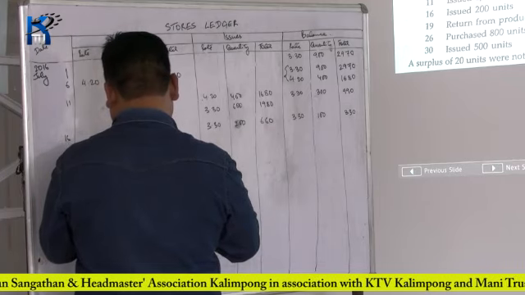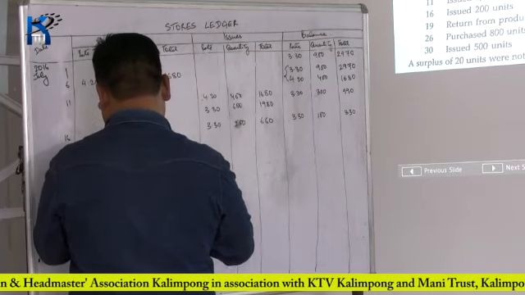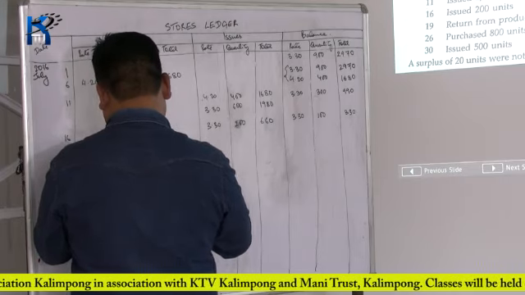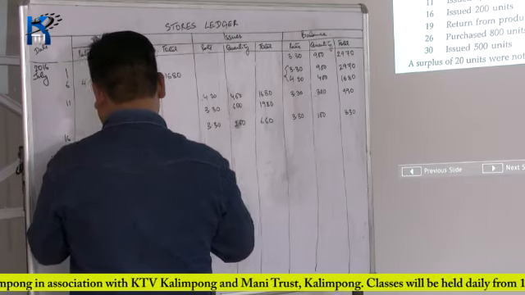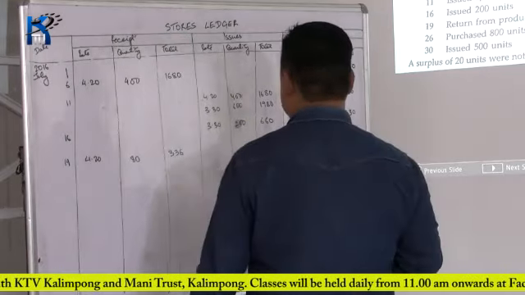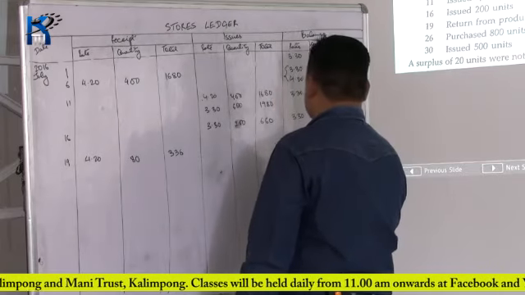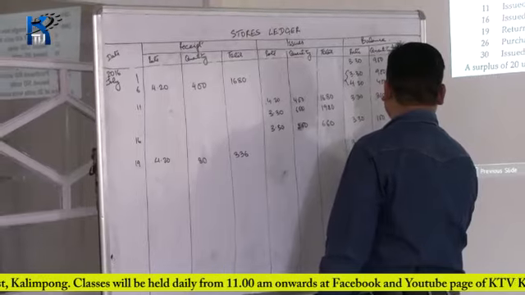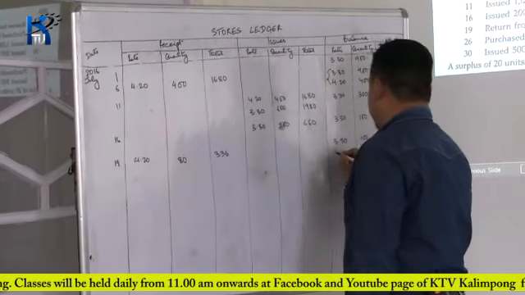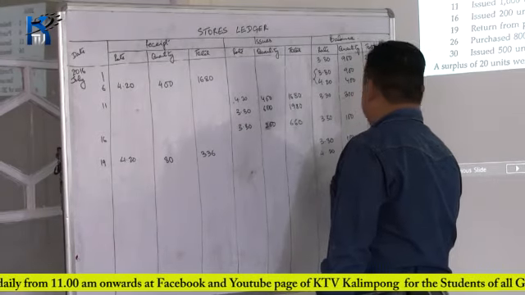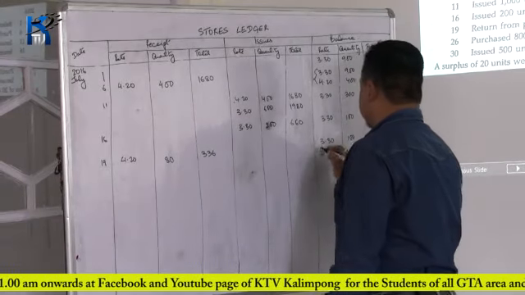4.20 into 80 amounts to 336. So the balance at the end of the day is 3.30, 100 units, the earlier balance, plus the return of 4.20, 80 units amounting to 336.